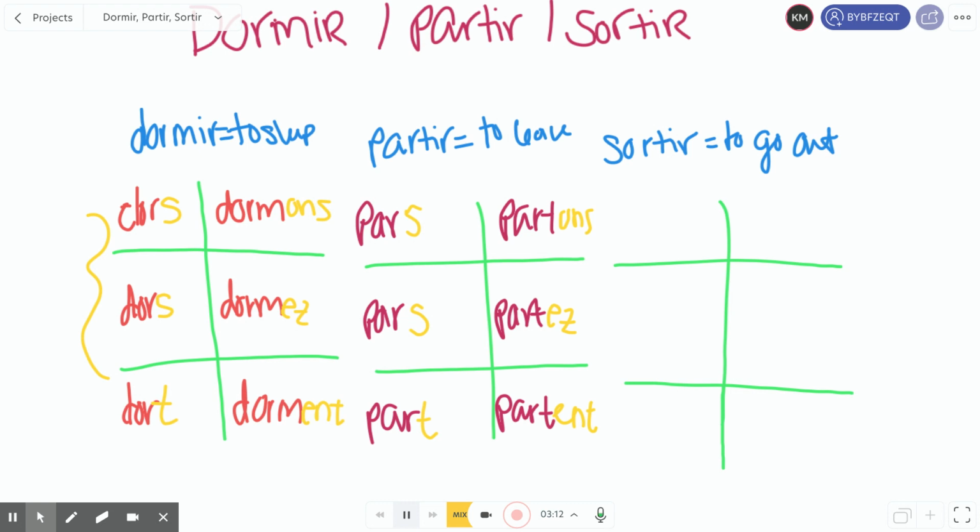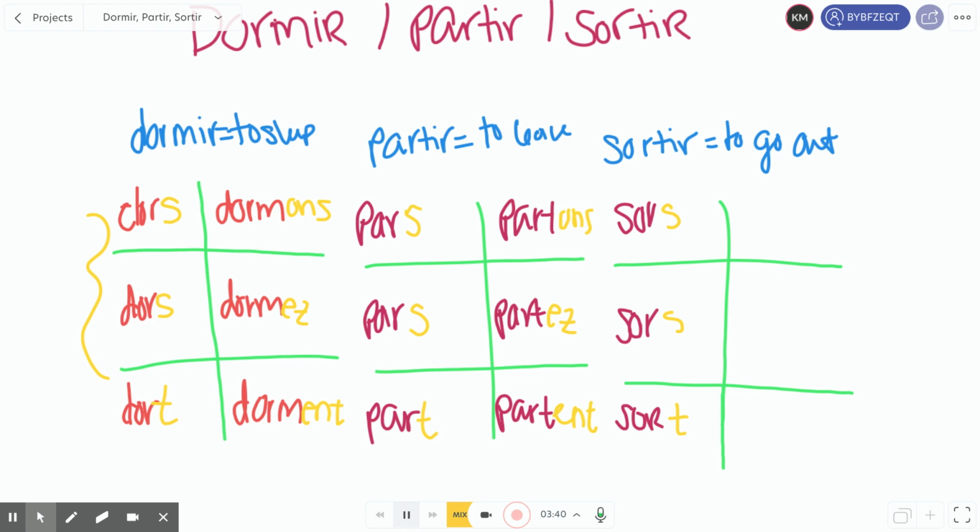The same rule applies for sortir, to go out. We're going to drop the TIR for the first half of our table. So sort, sort, and sort. Now we need to add on the same endings that we did for the last two. So sort, sort, and sort with a T.